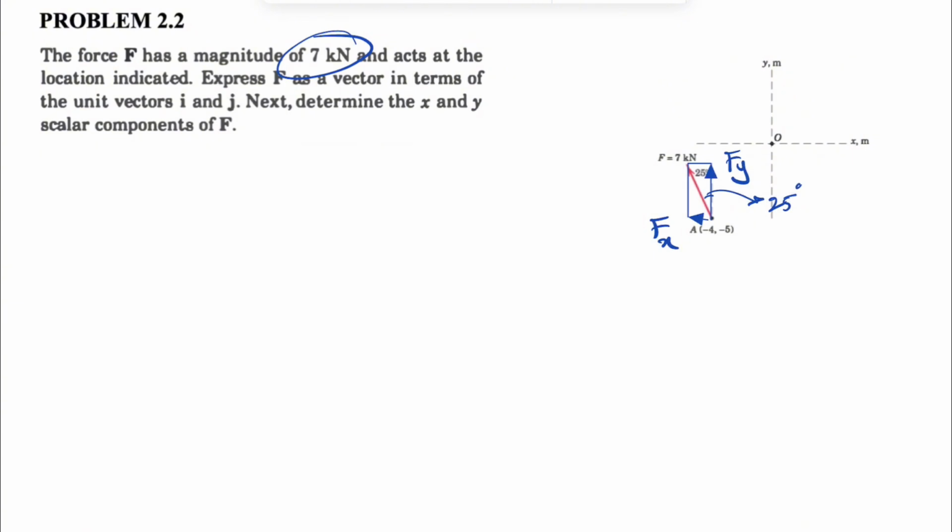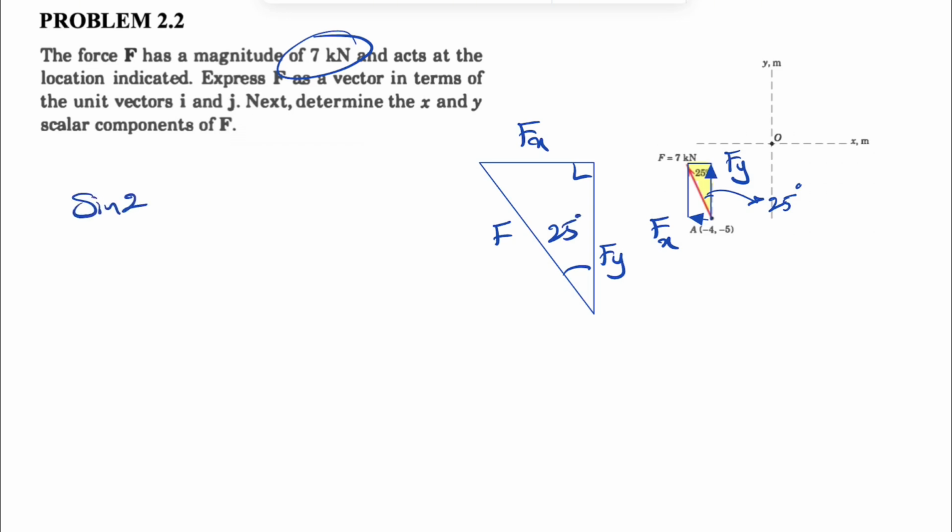So if we look at that right triangle, I'm going to highlight it in yellow, this right triangle. All we need to do in here is just go with the definition of sine and cosine. If I want to show it a little bit bigger, basically we have this right triangle where one side is Fx, this will be our F, and this will be our Fy, and this angle here is 25 degrees.